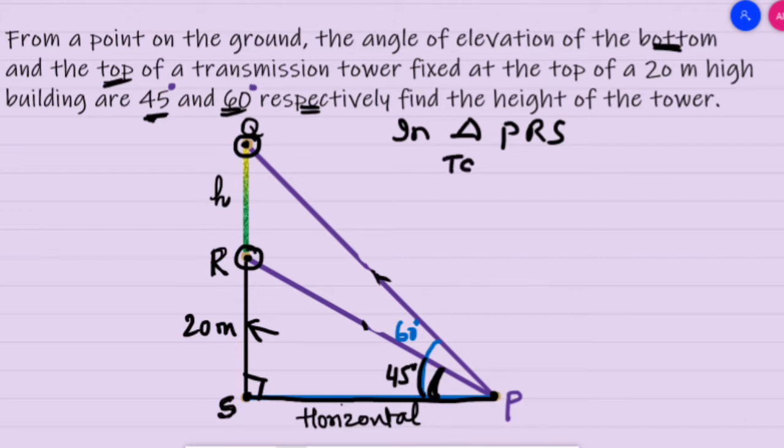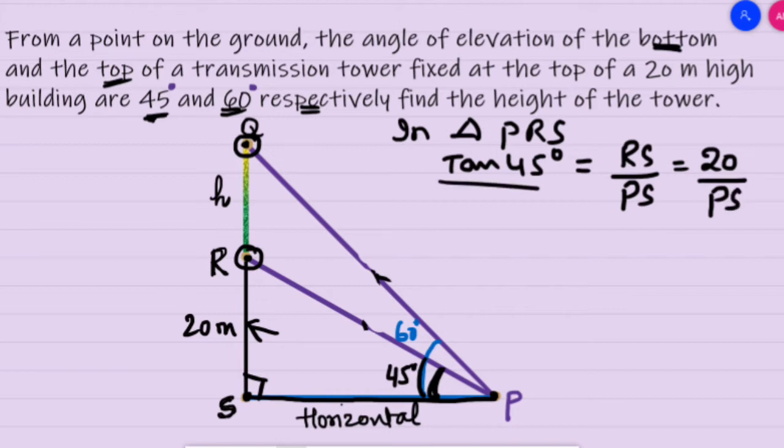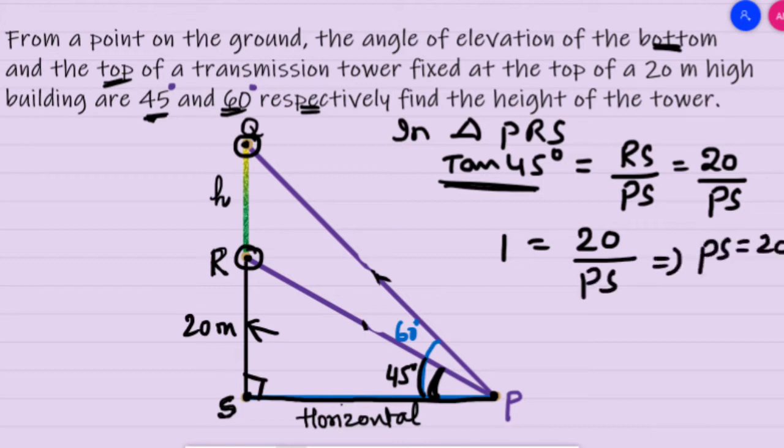So tan 45 is equal to how much? RS by PS. What is your RS, children? It is 20. You don't know PS. What is tan 45? Tan 45 is equal to 1. So 1 will be equal to 20 by PS, and this shows that PS is also equal to 20, and that will come in meters. So PS is equal to 20 meters after our calculation.